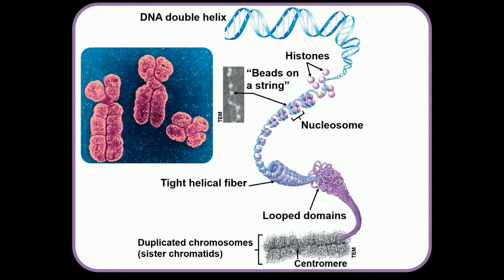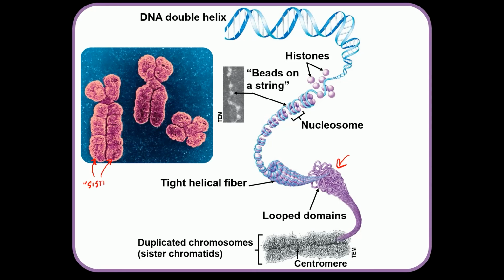And then those nucleosomes are wrapped up even tighter into these helical fibers, and then those helical fibers get wrapped up even tighter into looped domains, which eventually get wrapped up even tighter into chromosomes. If you take a look down here, this is an actual transmission electron micrograph of a chromosome. You can see that it has 2 different legs, and I have a colorized scanning electron micrograph up here of some chromosomes as well, and you can see that they have 2 different legs. Each of these legs is referred to as a chromatid.